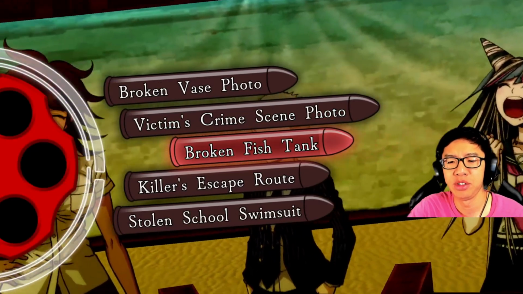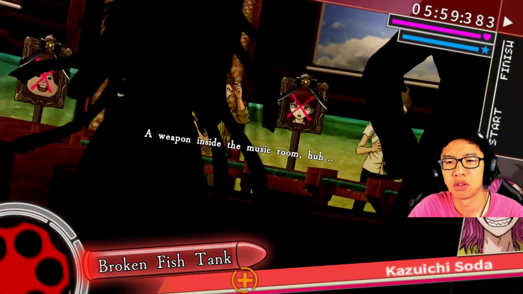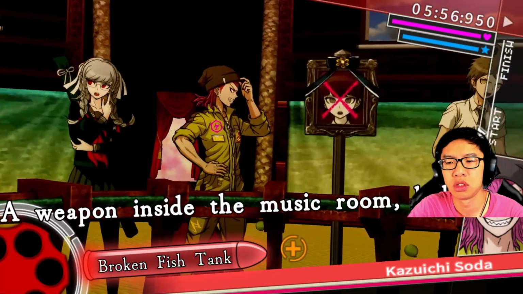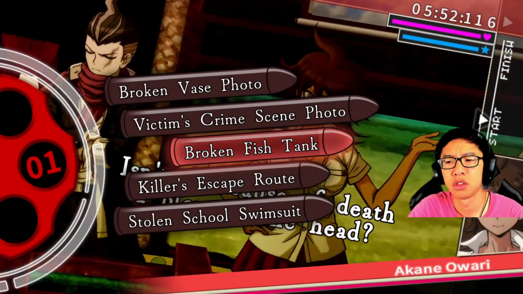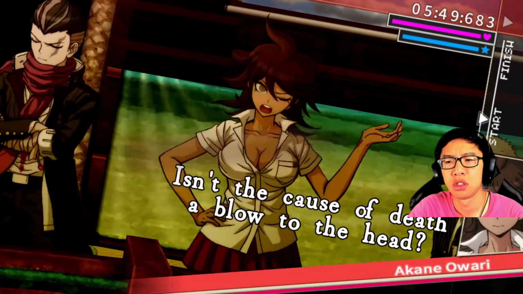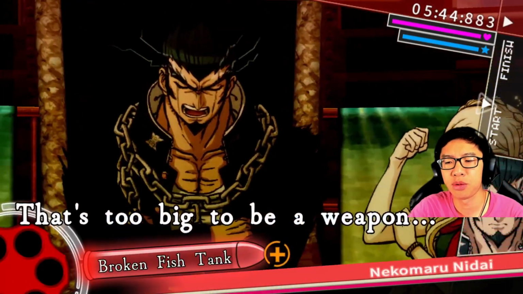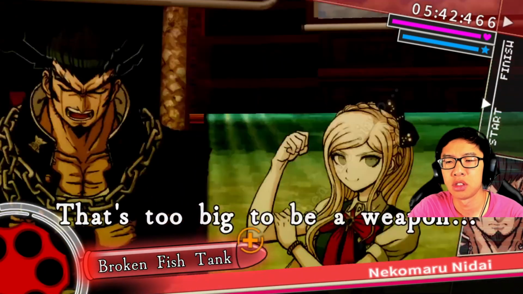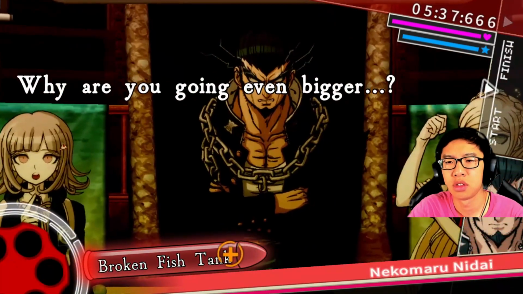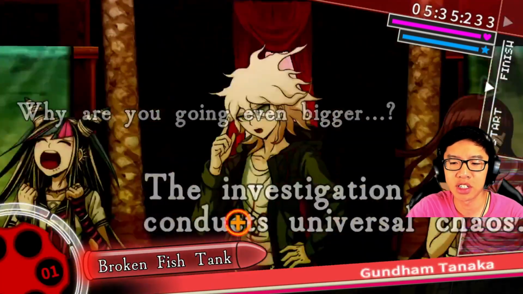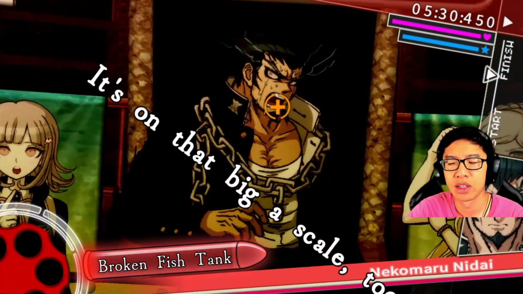Oh snap, I don't know. Fish tank. A weapon inside the music room, huh? What about broken glass? Isn't the cause of death a blow to the head? Then she attacked her with the fish tank. Oh snap, what's my silencer? That's my silencer. Then the piano. Not the piano. Why are you going even bigger? The investigation conducts universal chaos. It's on that big a scale, too?